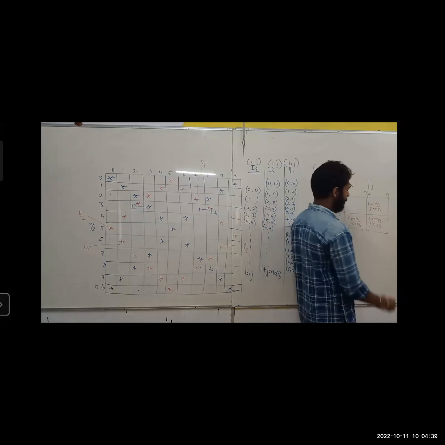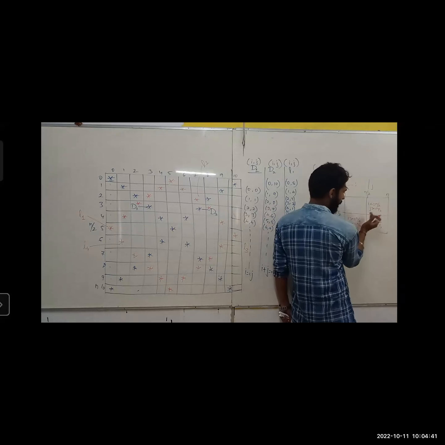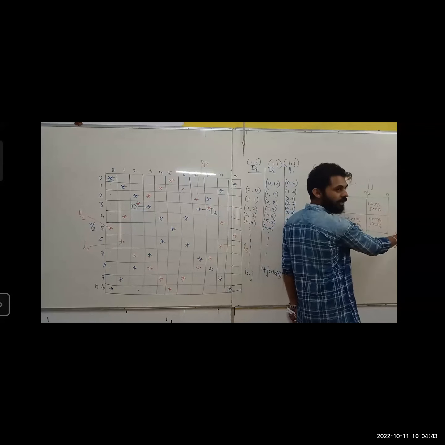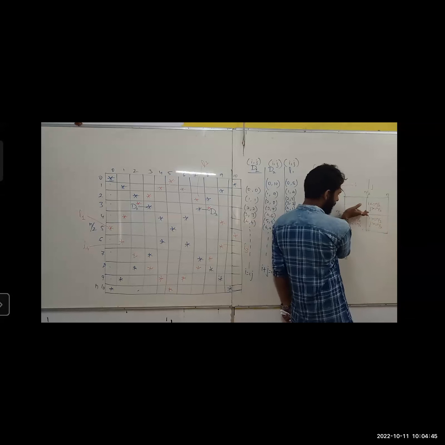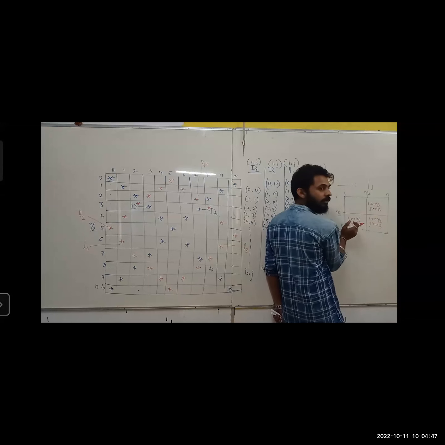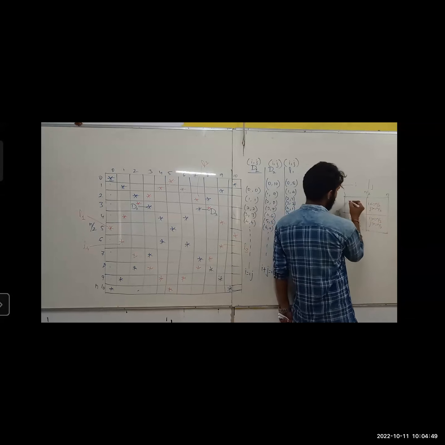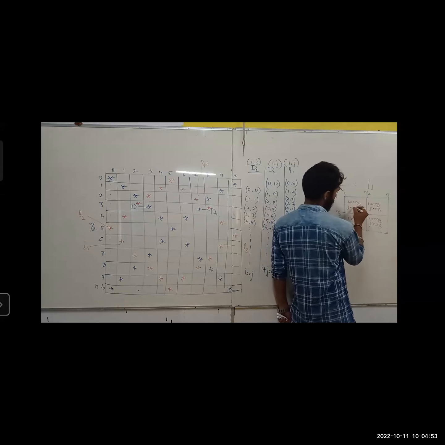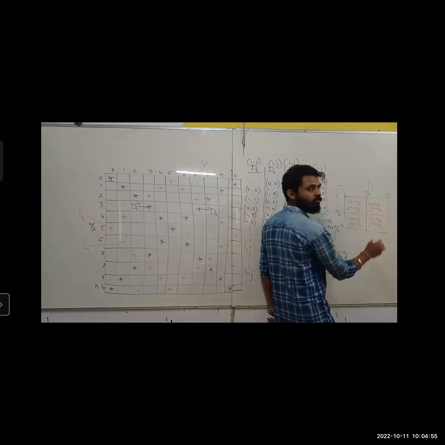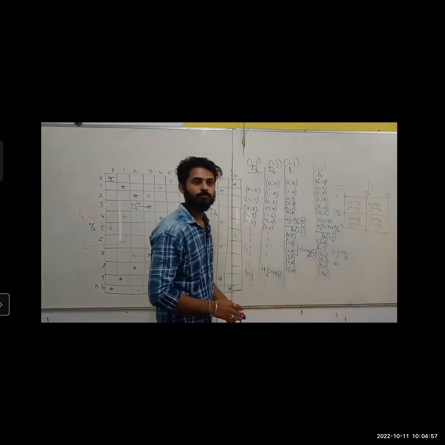I means this part and this part, both are greater side. But in this, i is greater side, but j is lesser side. Yes or no?